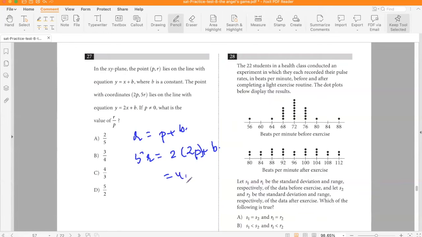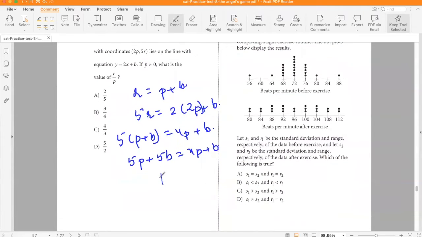Then this becomes 4p plus b, right? So then can I say r is p plus b here? So I can say 5 times (p plus b) is 4p plus b. So 5p plus 5b is 4p plus b. So p is negative 4b. And if p is negative 4b, then r is negative 4b plus b, so negative 3b. So r by p would be 3 by 4.